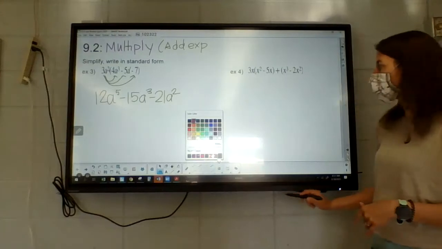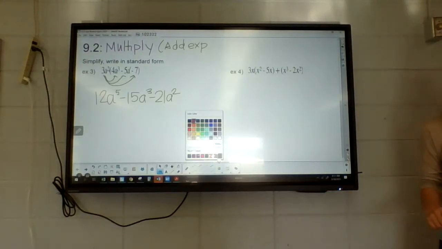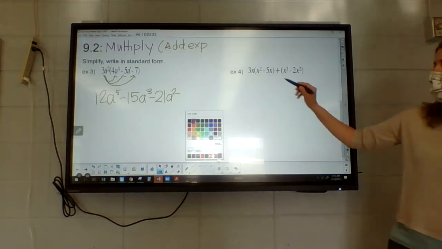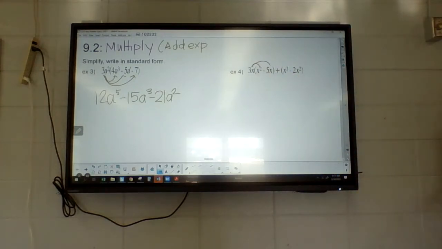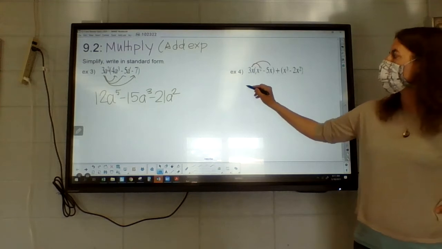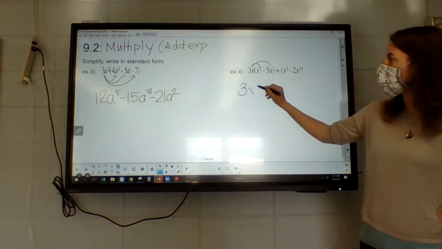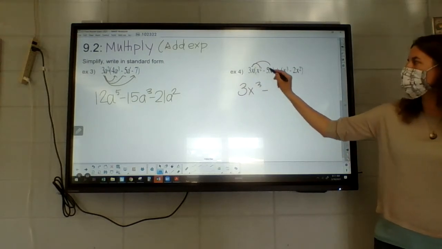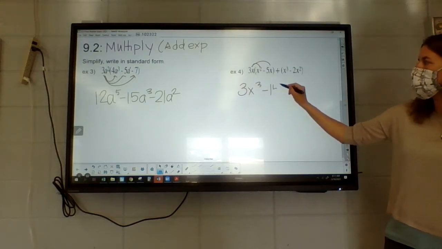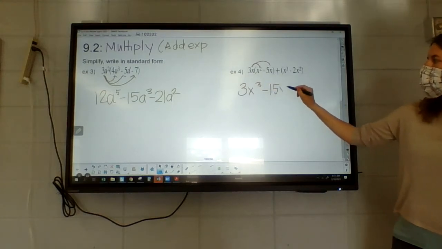So our next one here has a couple of different things going on. We have to distribute, but then we also have to combine like terms. So multiply that 3x into just the parentheses that's touching. This becomes a 3x to the third, minus 3 times 5 is 15, and that'll be x squared.